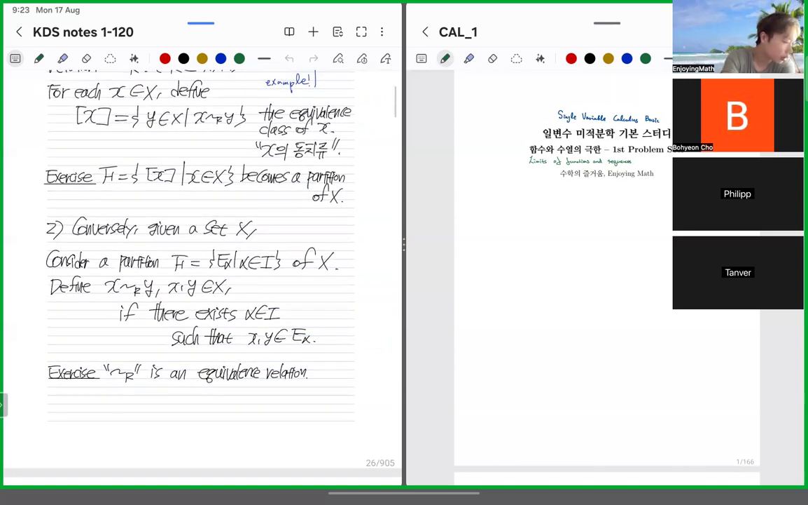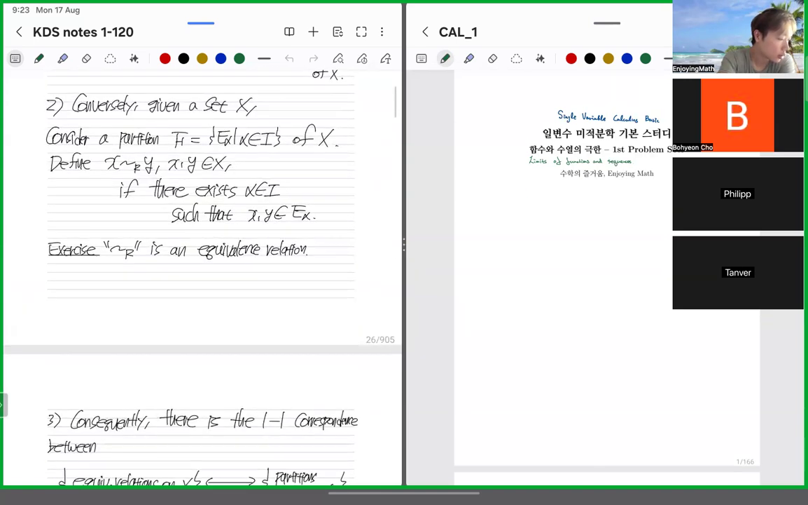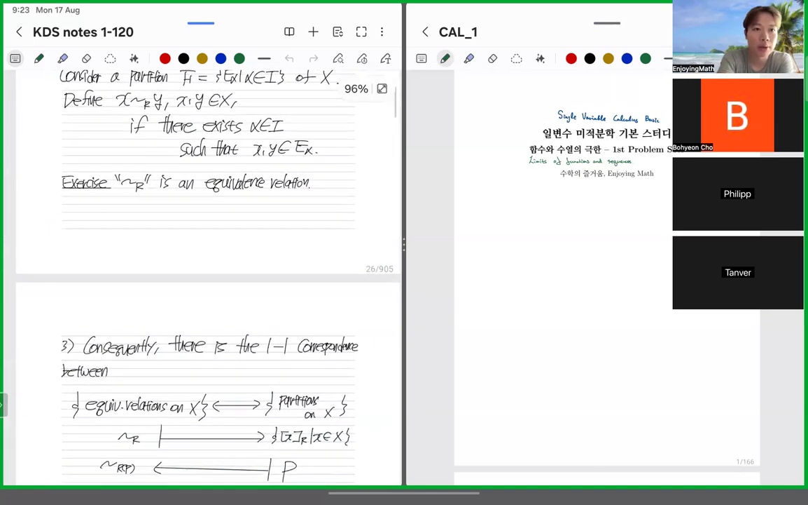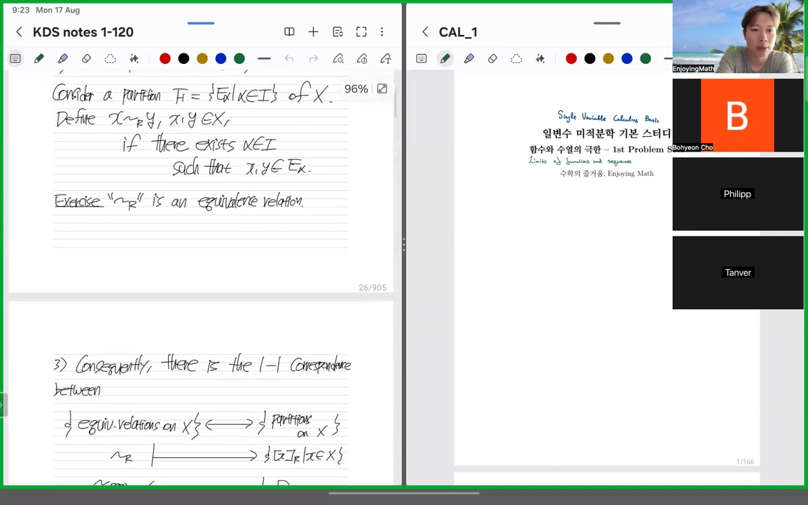I think we didn't finish the second one, from partition to equivalence relation, right? Yet. So this is the end of our notes, but I think we should go through this part and then finish our meeting today. So we are still pending on our second direction.